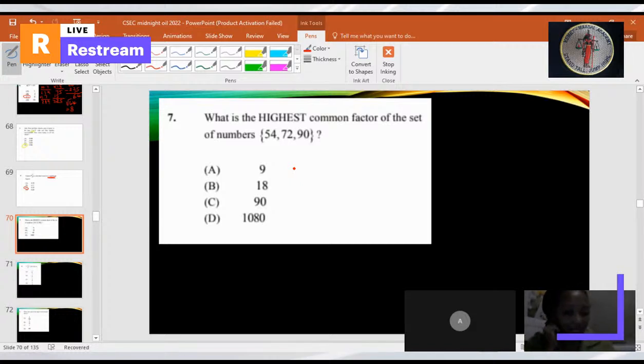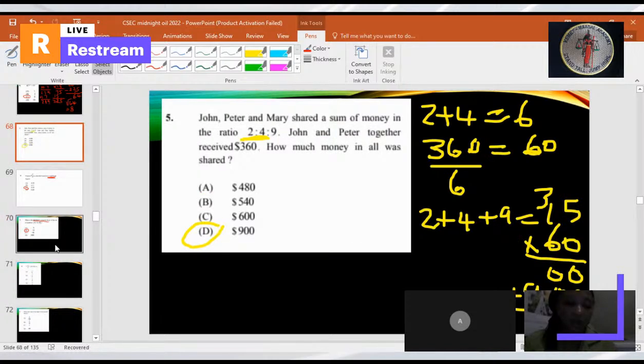So is it 9 or 18? We know that 9 can go into them, miss. Even though 9 can go into them, 9 is not the highest common factor there. 18 can also go into each of these. So the highest common factor there is 18.